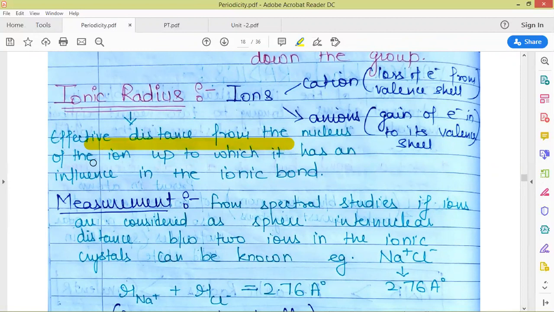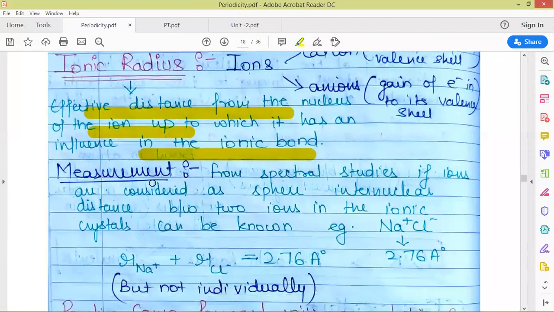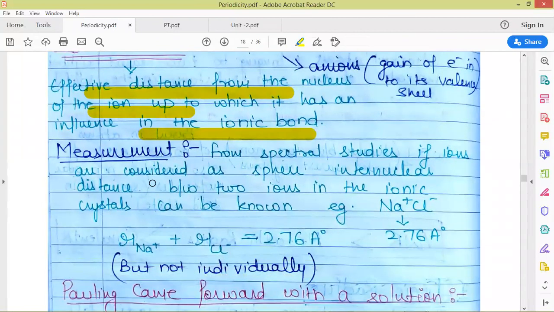effective distance of the ion up to which it has an influence in the ionic bond. As we all know that ions form ionic bonds, so this distance is the effective distance from the nucleus, that is from the center of the ion, up to which it has an influence in the ionic bond. Now the question arises, how do we measure ionic radii?